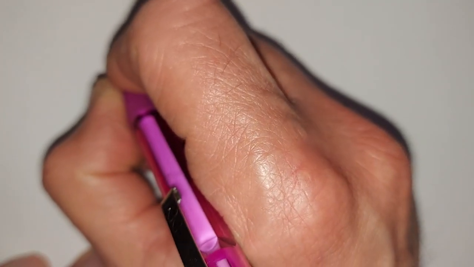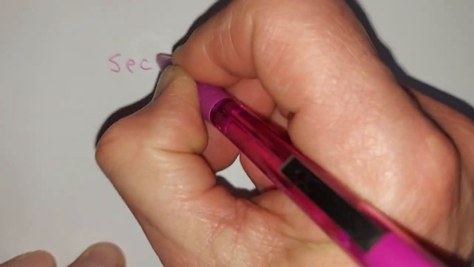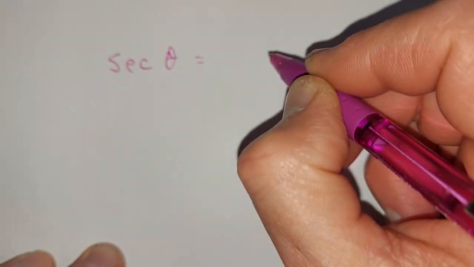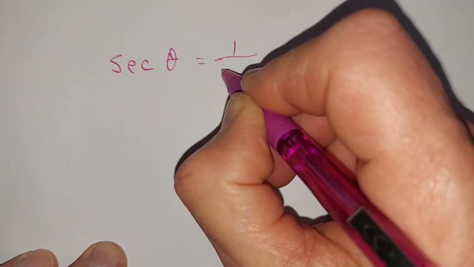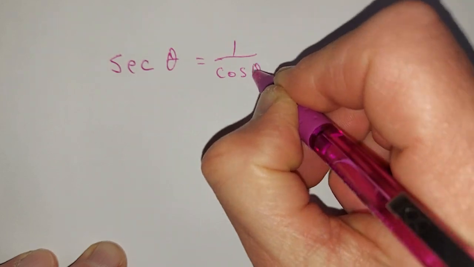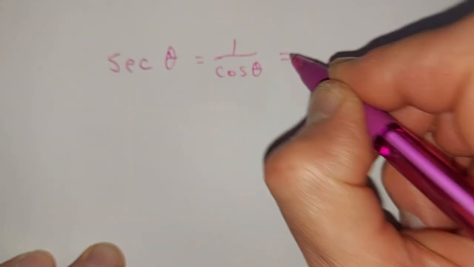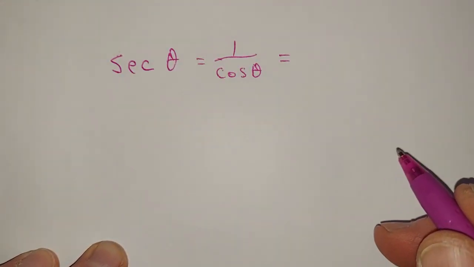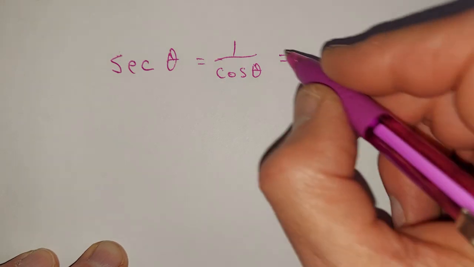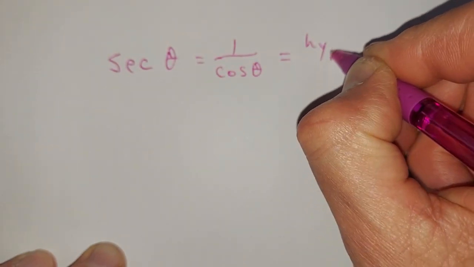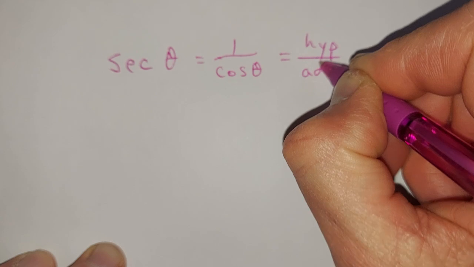Now, there are three other trig functions, and they are basically the reciprocals of the three main functions. For example, we have secant. The secant of theta is 1 over the cosine of theta. Cosine is adjacent over hypotenuse, so this is just the hypotenuse over the adjacent.